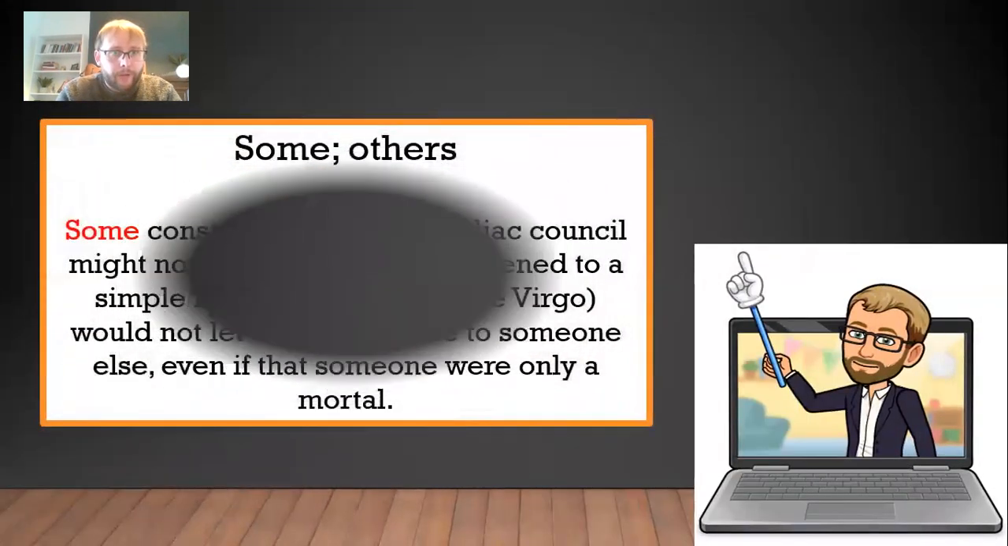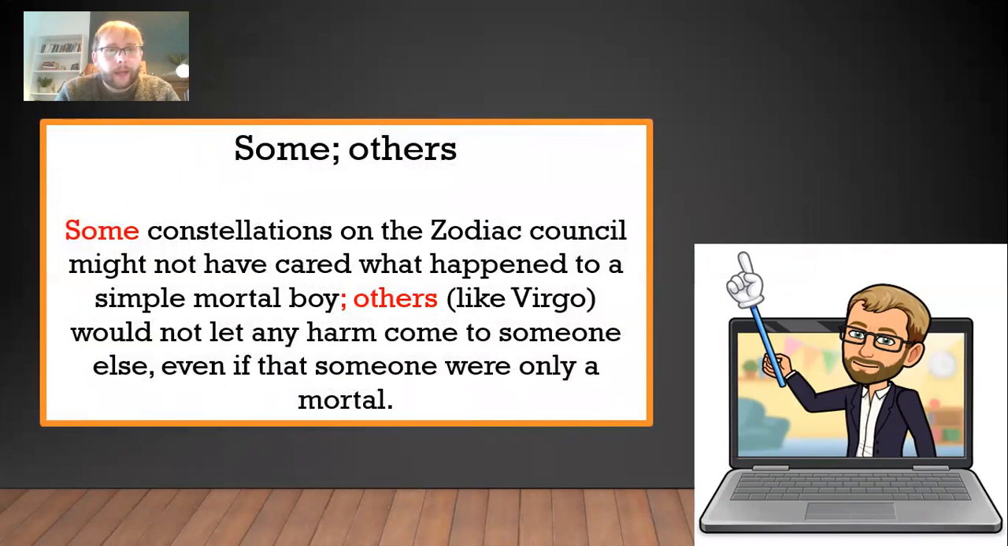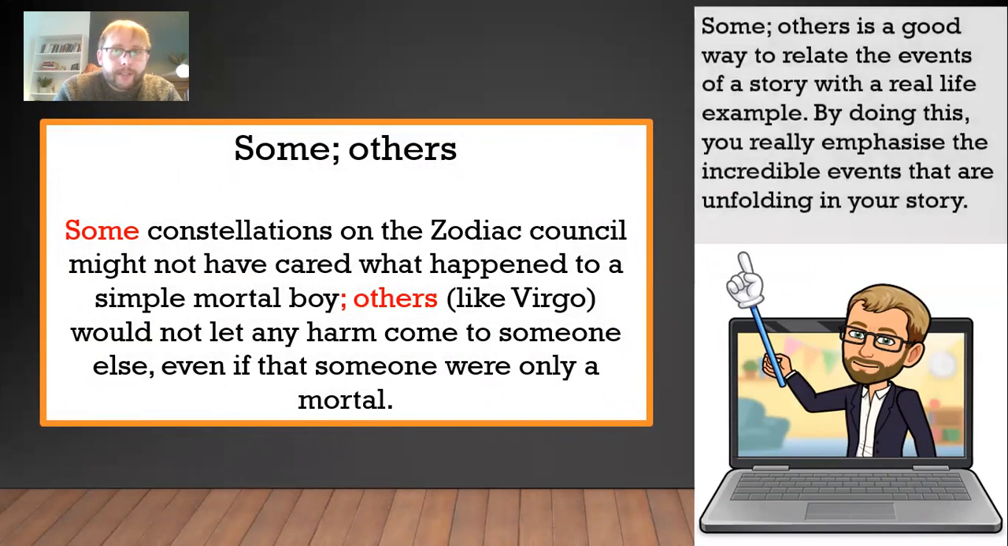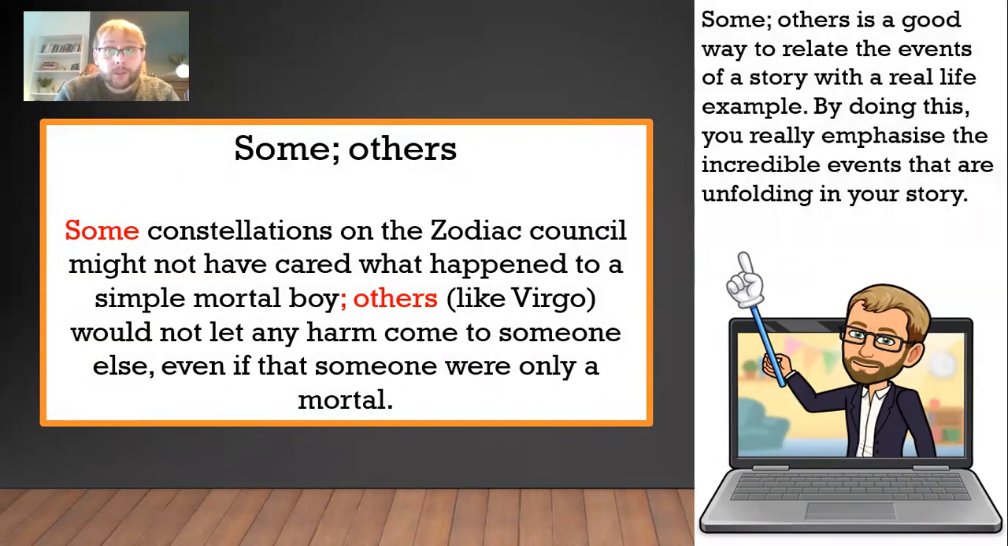Next one then, number 3 of 5, some and others. Now, some and others is a trickier one, but it's a good one to use if you want to relate the events of a story, but with a real life example. So a lot of stories are really fictional. You couldn't possibly believe them to be real life things. However, we can then link them to something real, and that emphasizes the incredible events of the story.